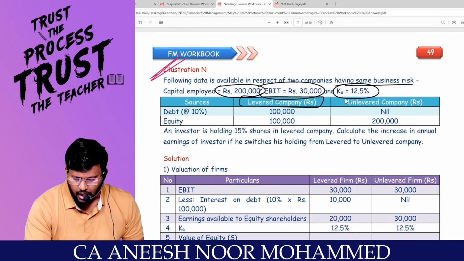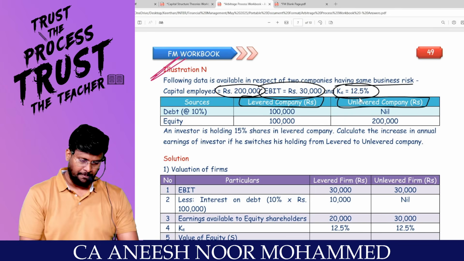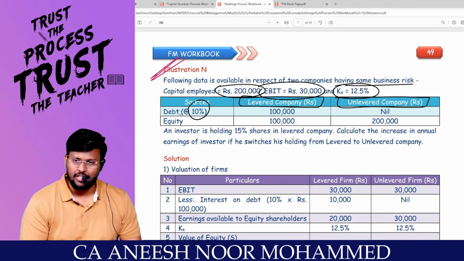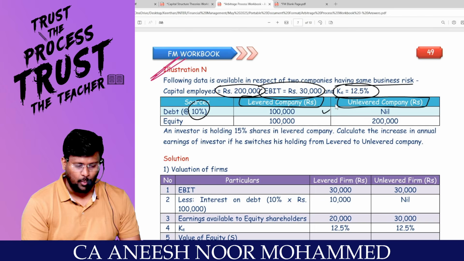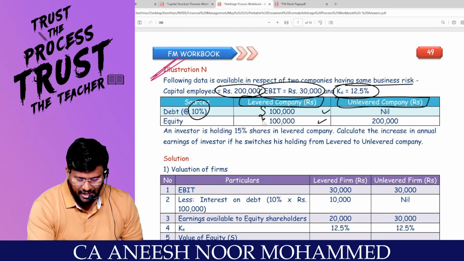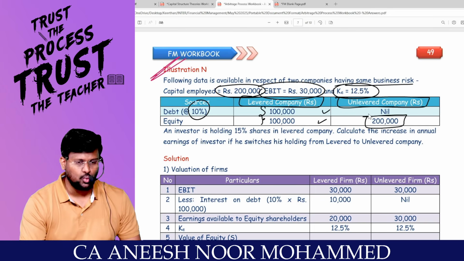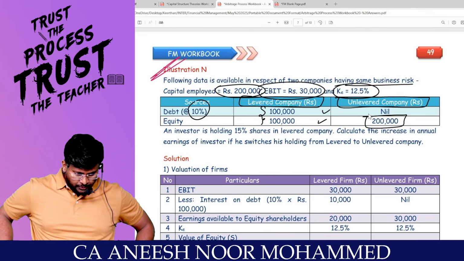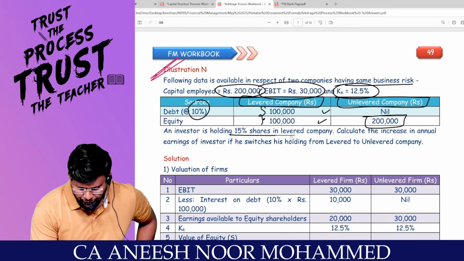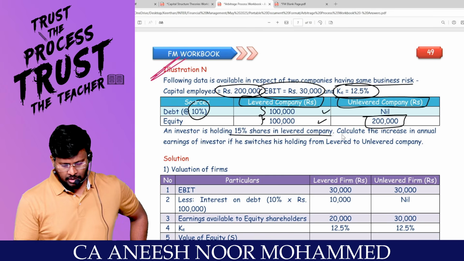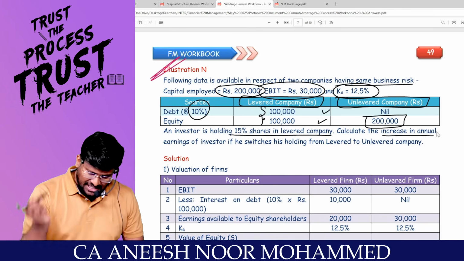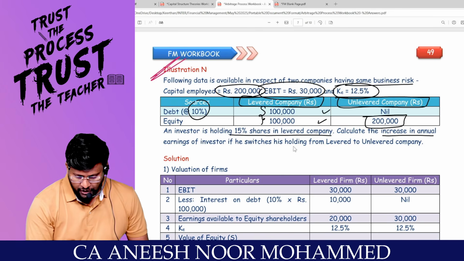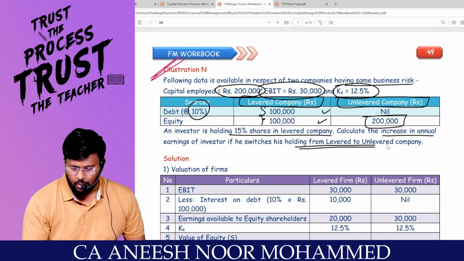Look at here, man. This is levered company and this is unlevered. They take 10%, my dear lovable students. How much lakh? 1 lakh. Equity 1 lakh. 1 lakh plus 1 lakh. That's why here it is 2 lakh because capital employed should be same. If two companies are alike, an investor is holding 15% shares in the levered company. Calculate the increase in annual earnings of investor if he switches his holding from levered to the unlevered.